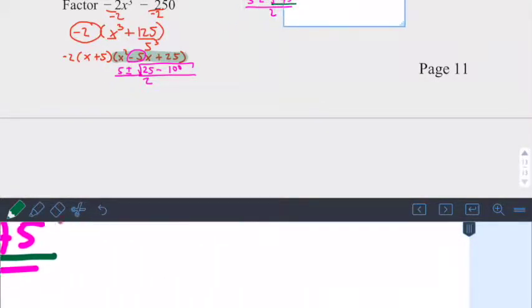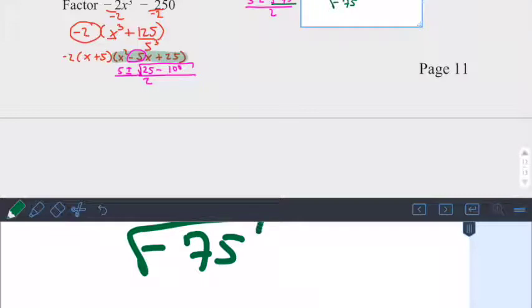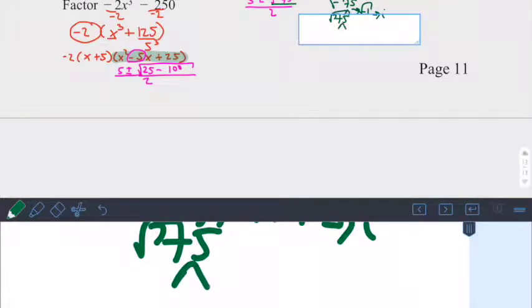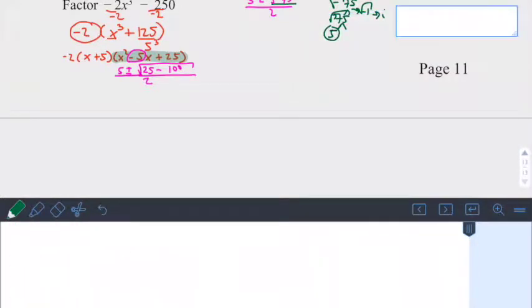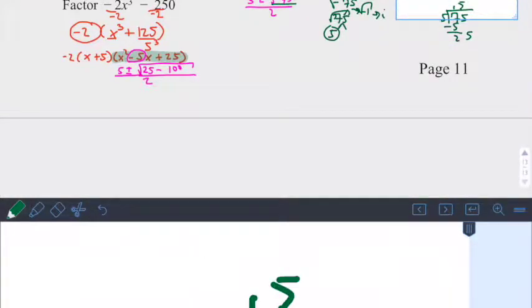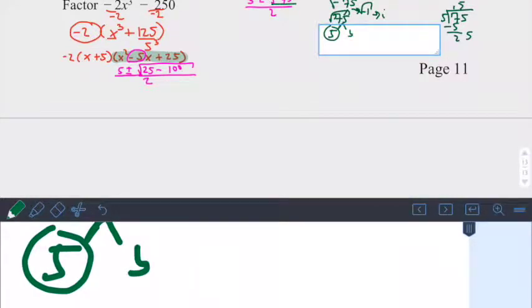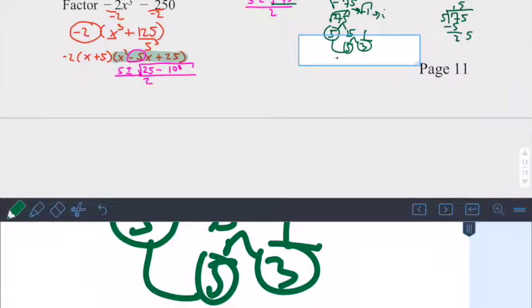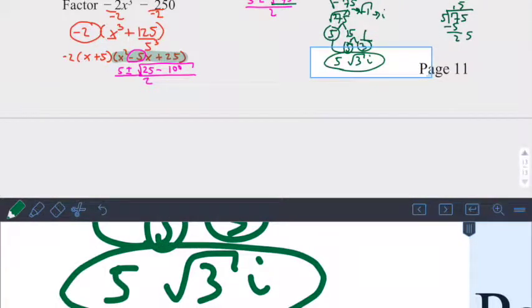Now I'm going to simplify my negative 75 over here, right? Pull out my negative 1, give me i, and break down 75. I don't know how that is, so I'm going to use long division. And it's 15. And this breaks into 5 and 3. Here's my pair. This is a leftover, so I get 5 square roots of 3i. Hopefully you're that good at these at this moment.